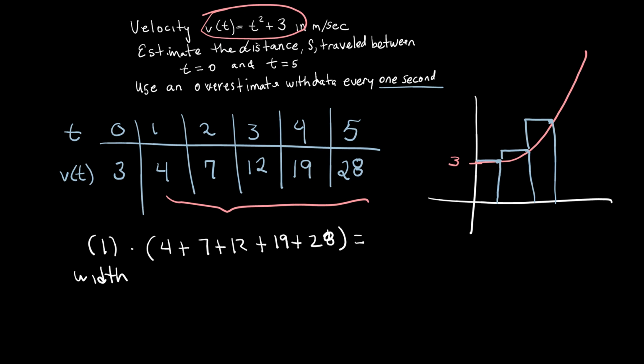And multiply it by 1, of course, and I get 70, which, if the velocity is in meters per second, then the distance is just simply in meters.